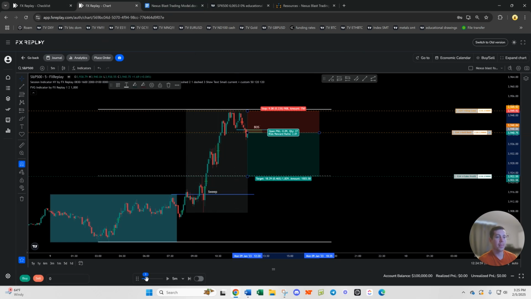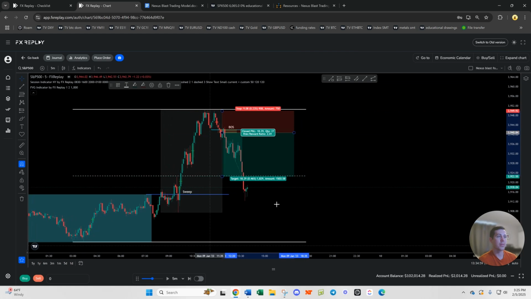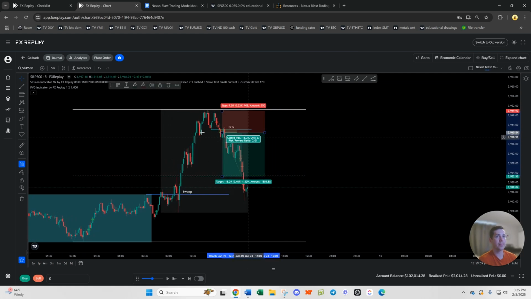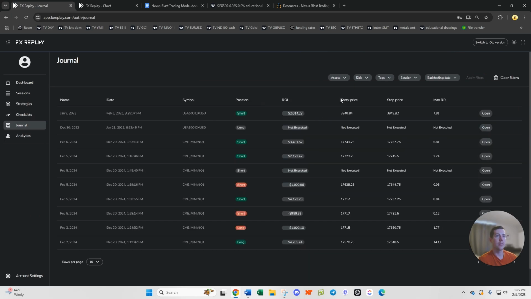So as we go ahead and see how this trade plays out, got tagged in pretty much immediately and ran into our take profit nicely. Now when you go back into your journal, you should be able to see, if I remove my filters real quick, this most recent trade.